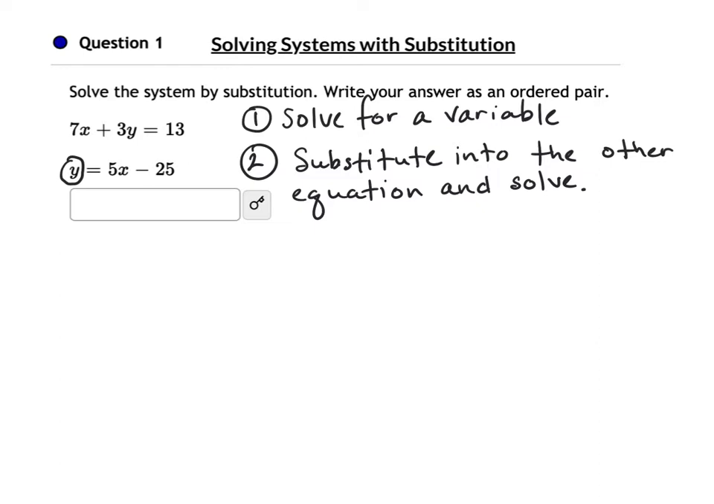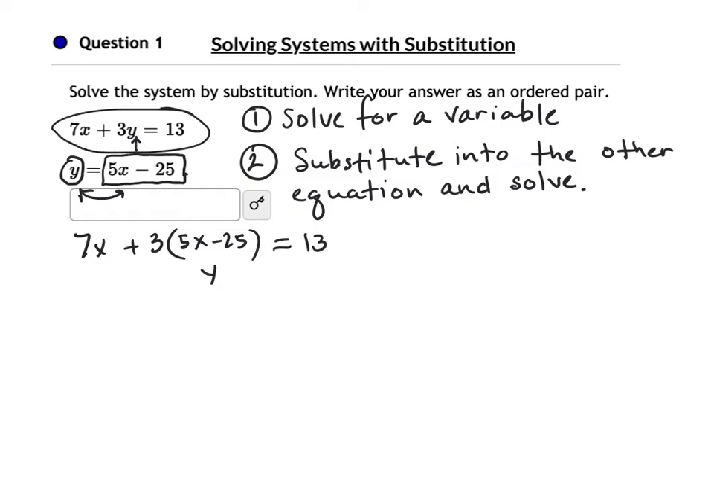Our other equation is 7x plus 3 times y. This is y. Well, I know what y equals because I'm looking for the same x and y in both equations. Y is equal to 5x minus 25. These two are the same thing. Y is equal to that. That means I could go up in the other equation and substitute in for y 5x minus 25. So our equation becomes 7x plus 3y, I replaced y with 5x minus 25, equals 13. That's this top equation. Now what we have is an equation with one variable.